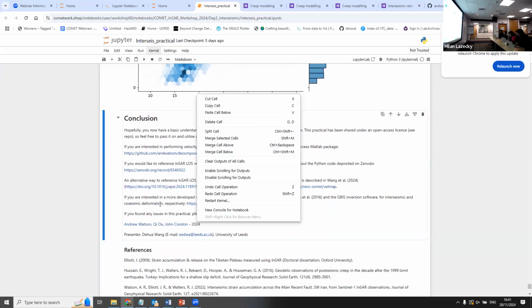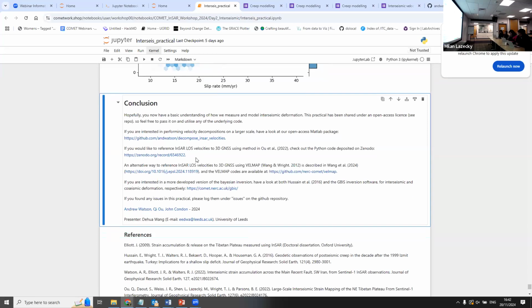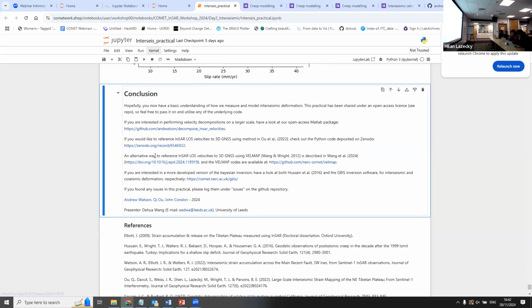Okay, in this conclusion part, there are a lot of links that could be useful for you. You can see there are some velocity decomposition codes that can help you to decompose large scale InSAR velocities. It's very useful. You can also see there's some code that can help you reference InSAR velocities to 3D GNSS velocities. Also, there's an alternative way to reference InSAR velocities to 3D GNSS velocities using WellMap. And you can find the WellMap code in this link.